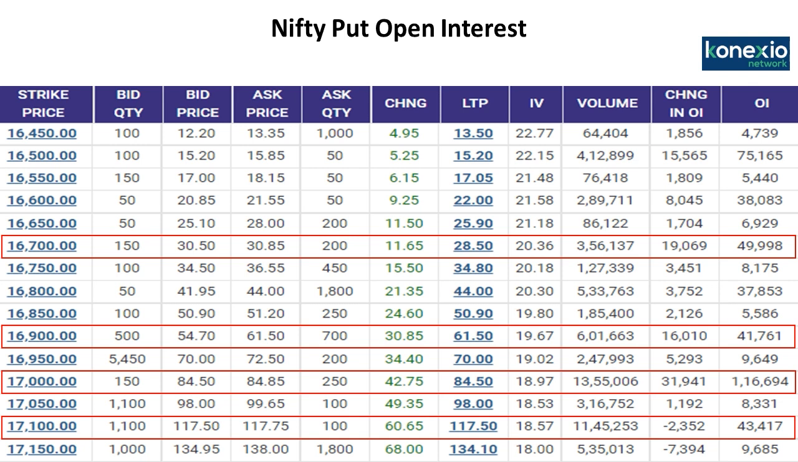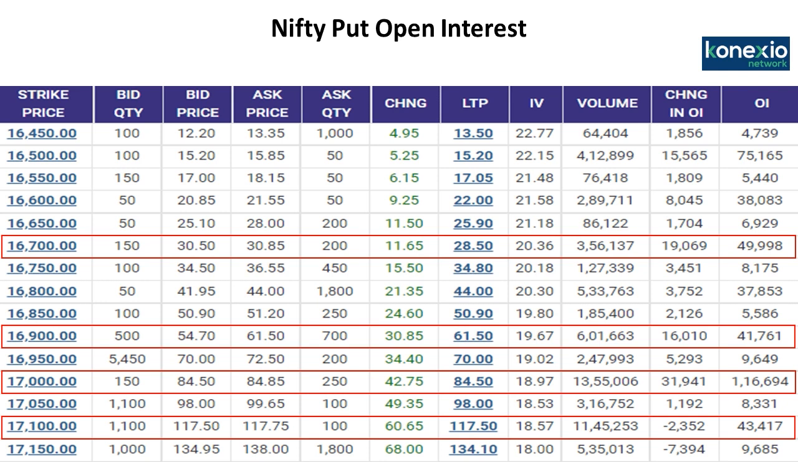In Nifty puts, you can clearly see there has been a rise in the open interest of 17,100 puts, then 17,000 puts, then 16,900 puts, and 16,700 puts. Now here you can see in 17,100 puts, there has been a shedding in the open interest. Now in 17,000 puts, there has been a rise in the open interest. Again in 16,900 puts, there has been a rise in the open interest. And 16,700, again there has been a rise in the open interest.